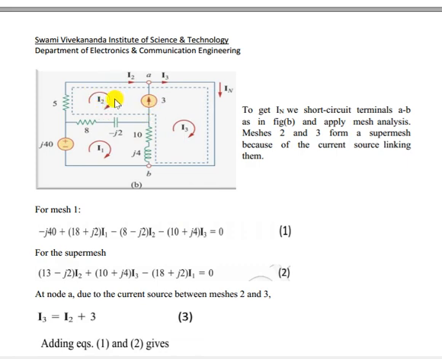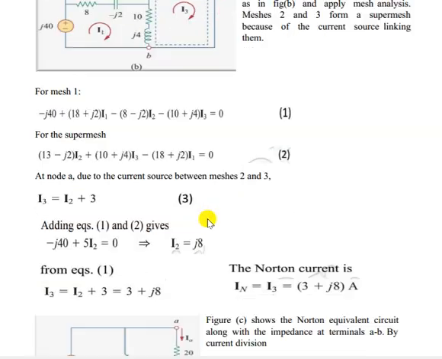Now between mesh 2 and 3, we cannot write the KVL because in between there is a current source. So for this super mesh, what we can write is that I2 is flowing through this path. So (8 plus 5, that is 13, minus j2) into I2, then (10 plus j4) into I3, then I1 is showing minus, that is the summation of all those impedances, (18 plus j2) into I1, equal to 0. Now you can solve it.